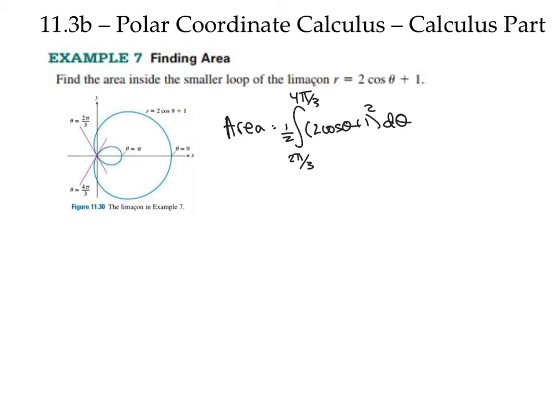And again, this isn't a terrible integral to do by hand, but we can go ahead and use technology, and it turns out to be that the area of the inner loop is about 0.0544.